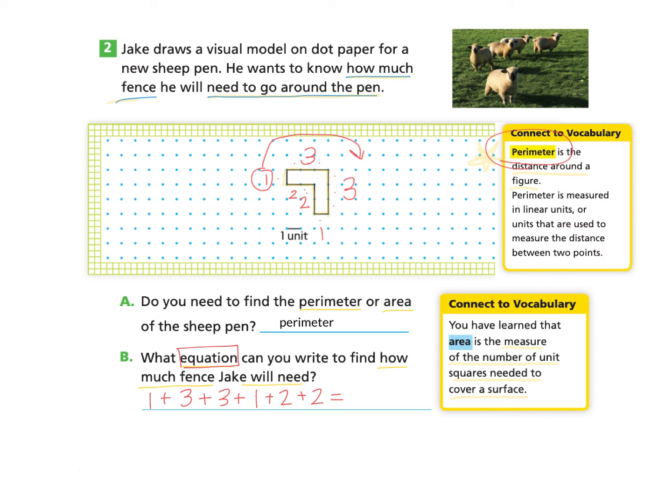Again, if you'd like to pause and compute this addition problem and come back to check your answer, you can do so. When you come back, you will find that the answer is 12. So Jake will need 12 units for his pen. Please remember, you can always go back and re-watch this video, and you can pause along the way as needed.